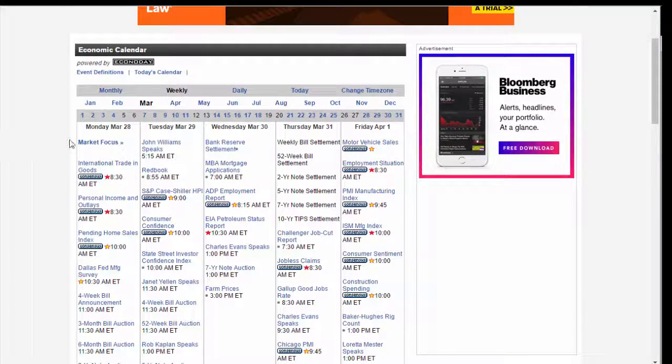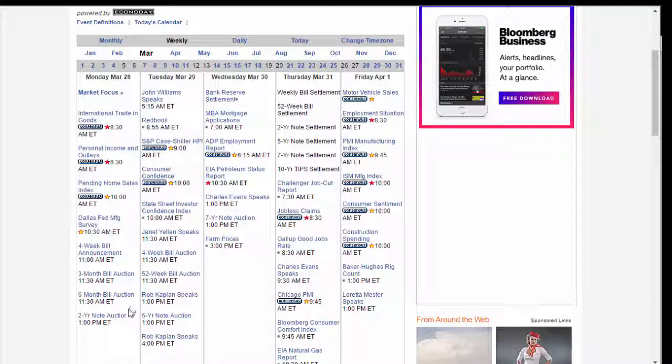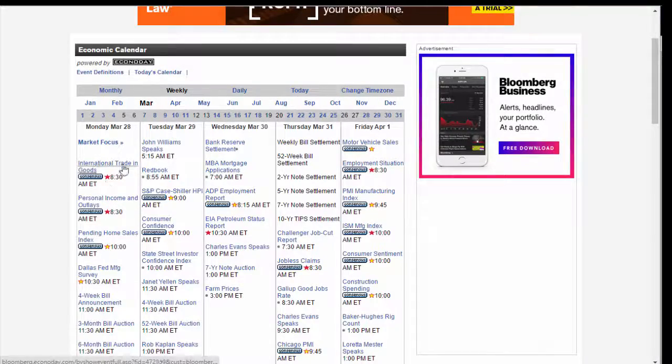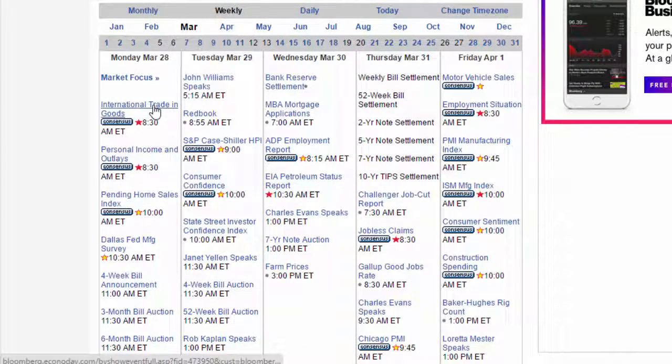For instance, Monday, March 28th, we have international trade in goods at 8:30. We have personal income and outlays, pending home sales, Dallas Fed mortgage, 3-month bill auction, 6-month bill auction, and 2-year note auction. Now, of all of these events, I would expect the international trade in goods to have the most impact on currencies. The reason for that is because the trade balance is very, very important. It's way beyond the scope of this course to explain exactly which of these economic events are more likely, but you can pretty much figure it out for yourself.